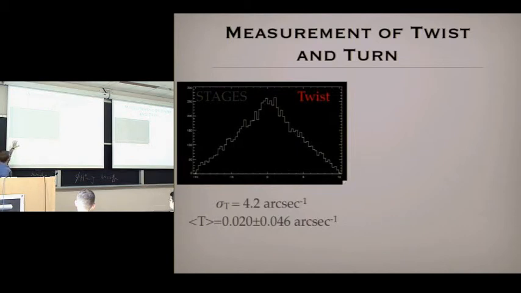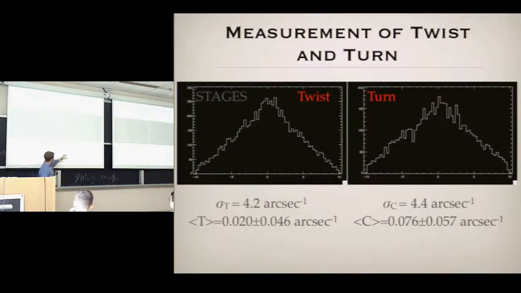But even on a quarter of a square degree, we're already getting something quite interesting. The mean twist in the STAGES survey is 0.02 per arcsecond, so that's already at shear-type levels. And the turn, again, similar sort of variance, slightly more than 1 sigma. Is this a systematic? And of course that's the question which we would use twist and turn for.